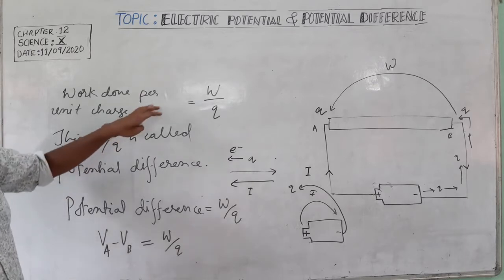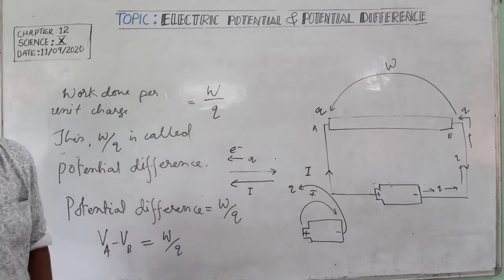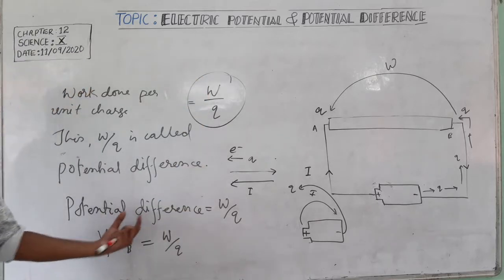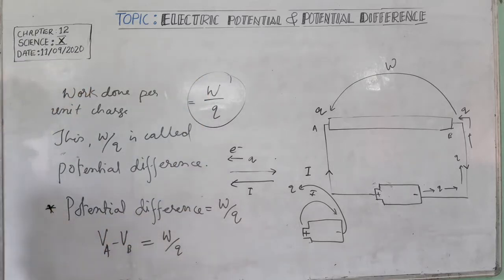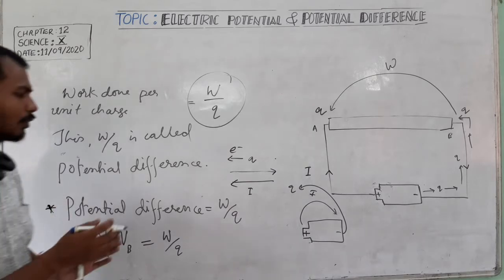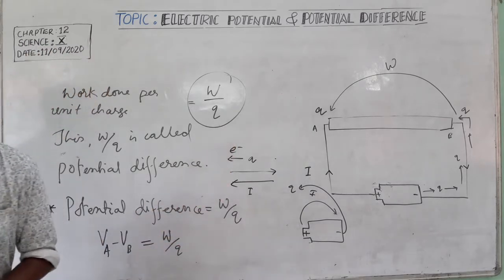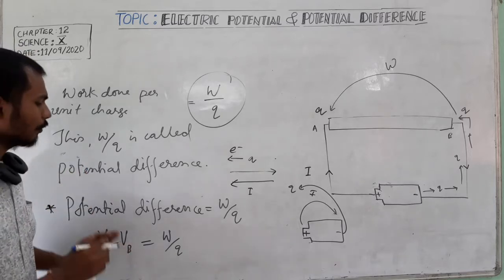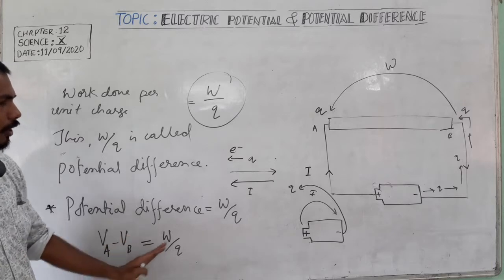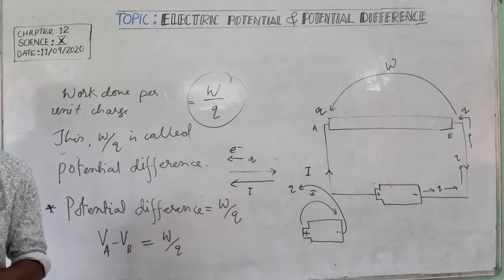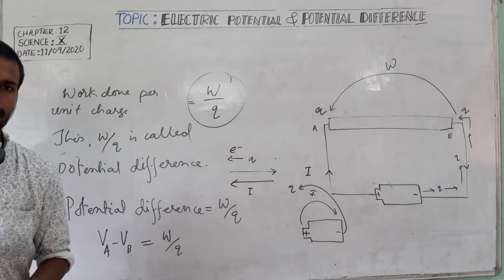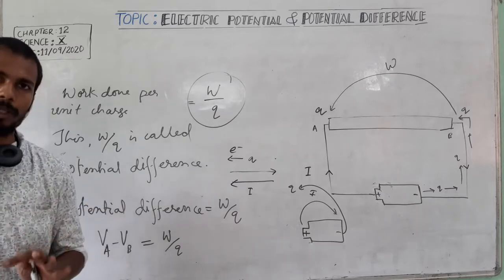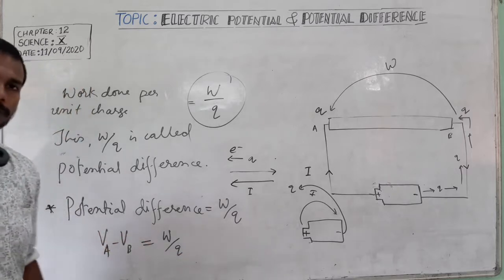And just now we have learned potential difference is actually the work done per unit charge. So we can write potential difference as work done per unit charge. It is the amount of work needed to move a unit charge from one point to another point in a conductor, in a metallic conductor. Now clear what is potential difference? Now we will write the definition of potential difference.